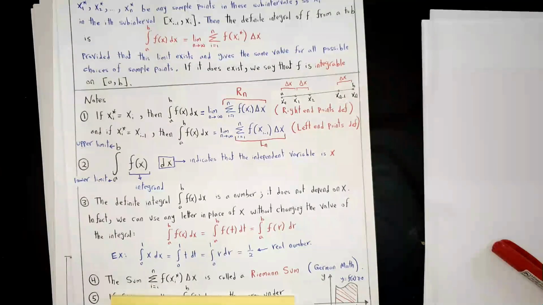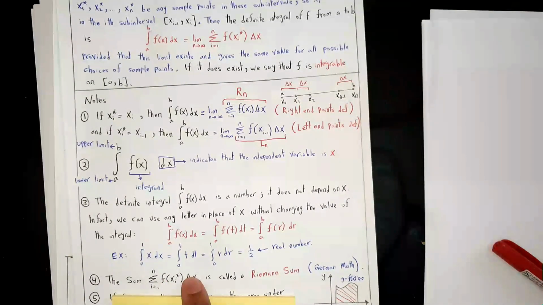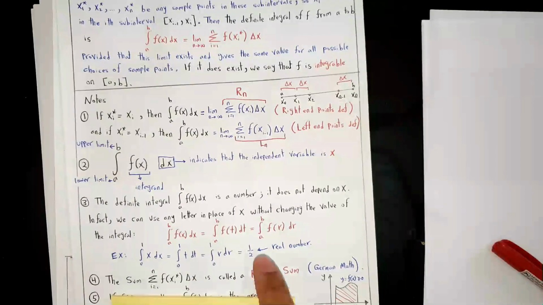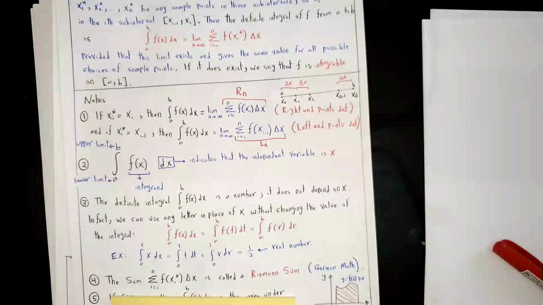Note number 4. The summation from i equal to 1 up to n f of x_i star delta x is called a Riemann sum. That means we remove the limit only here. In fact, these are called Riemann sums after the German mathematician Riemann.